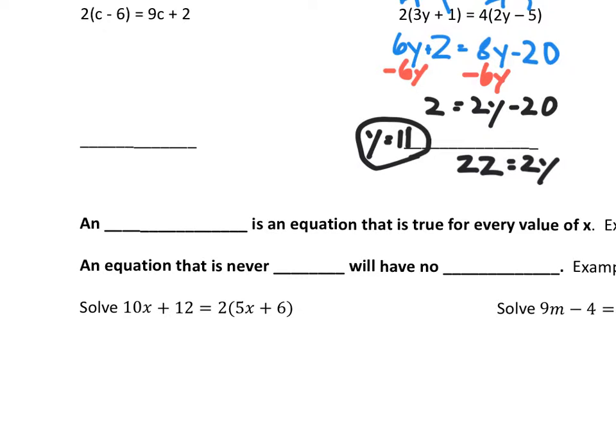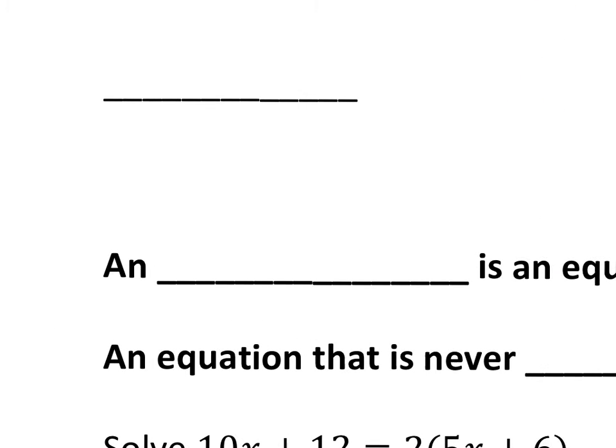Now that we're working with variables on both sides, this is going to open up a new can of worms, if you will, of something that can happen. And so let me explain that to us. There's something called an identity.